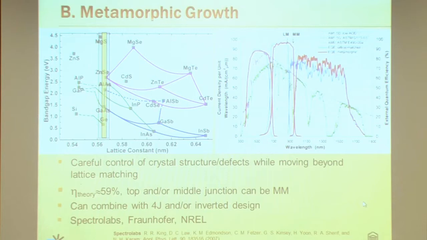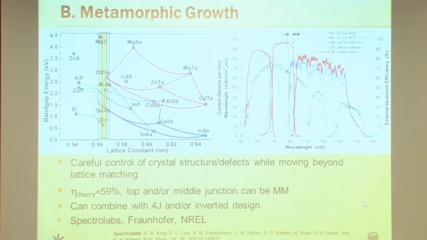And you can get efficiencies of the order of, in theory, up to 60%. And you can further combine that with four junctions and or more complex inverted cell designs to keep pushing that.